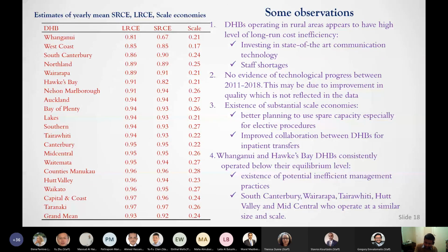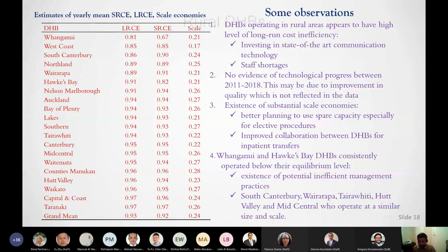And then these two DHBs that I'm talking about, as we see in the graph here, operate well below the equilibrium consistently. So perhaps they can look at similar-size DHBs and ask, okay, what are we doing wrong? What can we learn from them? Perhaps that can help them improve their short-run inefficiency. So these are some of the observations that I found, but obviously I would like the audience to give some more ideas around these.